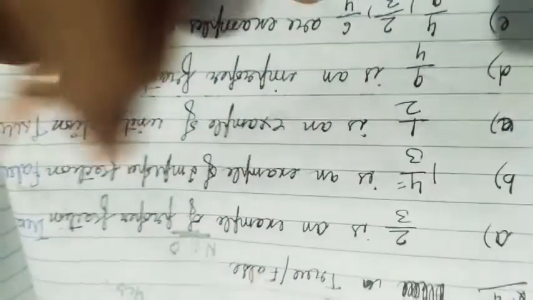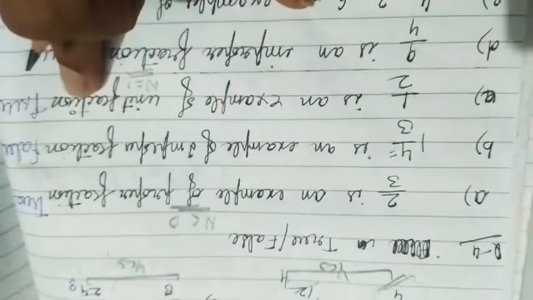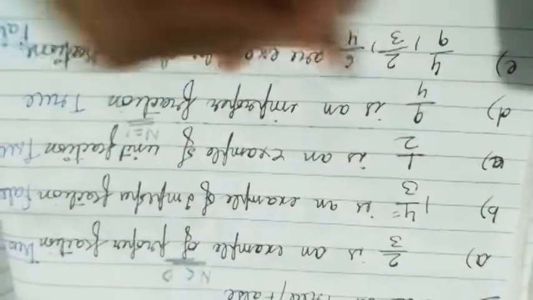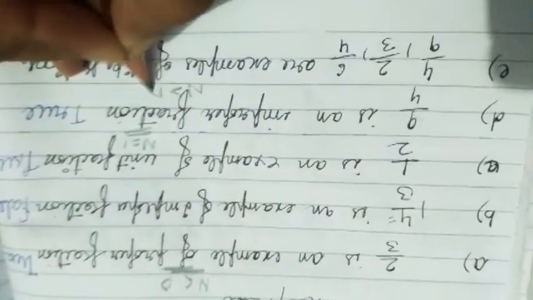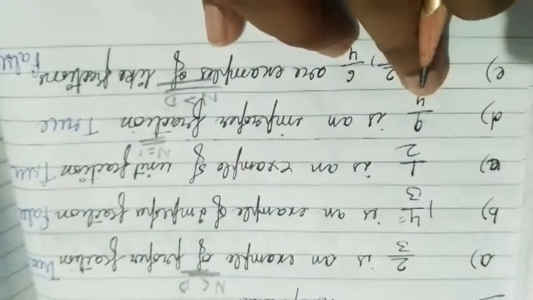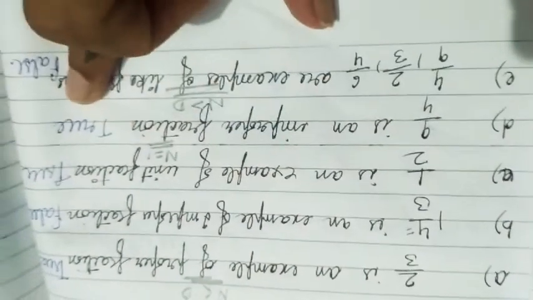Now next is 1 by 2 is an example of a unit fraction. Unit fraction means numerator equals 1. Here you can see that the numerator is equal to 1. So that means it is an example of a unit fraction. So the answer will be true. Next is 9 by 4 is an improper fraction. Here the numerator is greater than the denominator. Means for an improper fraction this is the condition only and here it is satisfied. So the answer will be true.